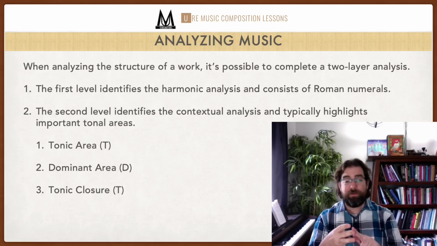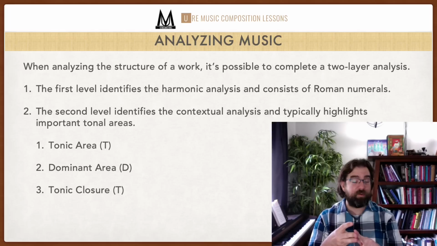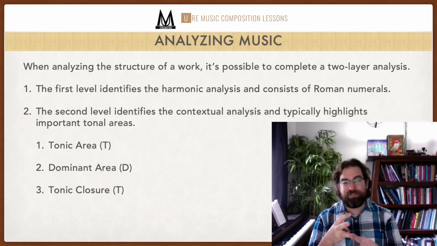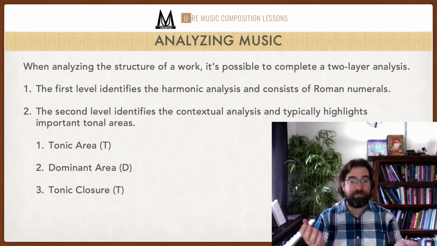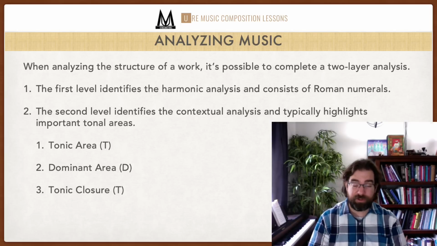The second area would be the dominant area. This is typically your 5 chord in your 5-1 cadence. And then your tonic closure comes really quickly after that dominant area, and that's just a tonic chord that ends the phrase. So I'm actually going to show you an example of this.